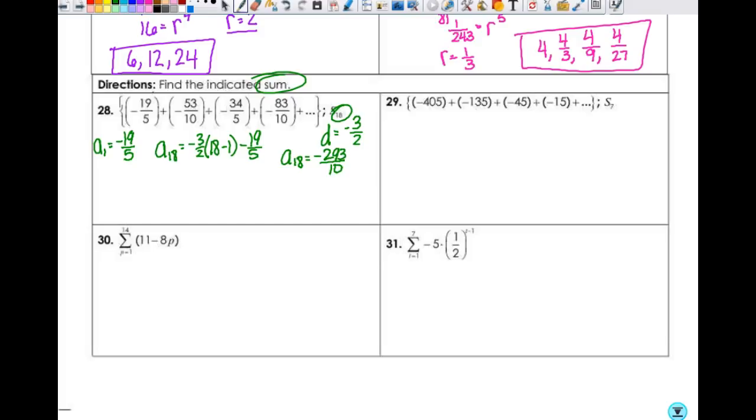So now what I need in my formula for arithmetic series is I have to have n, A1, and AN. Well, here's A1, here's AN, and, well, n is 18. So the sum of those first 18 terms is 18, which is our n, times A1, which is -19/5, plus AN, or A18, so that's plus a negative, or just minus 293 over 10, all over 2. You should be able to put all that in your calculator, and you will get that the sum of the first 18 terms is -2,979 over 10.